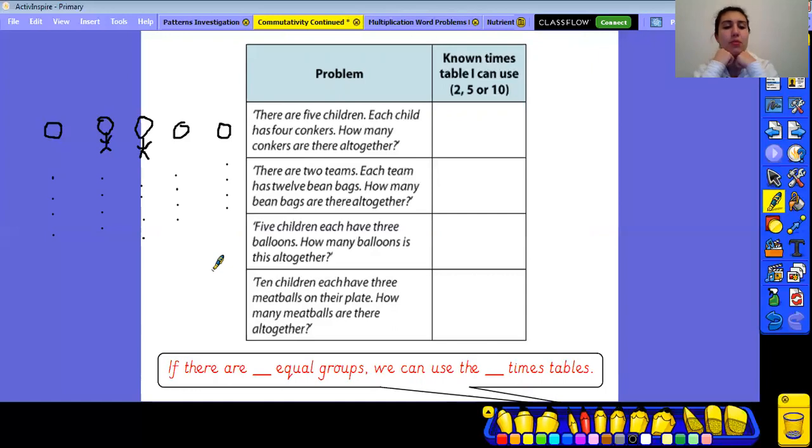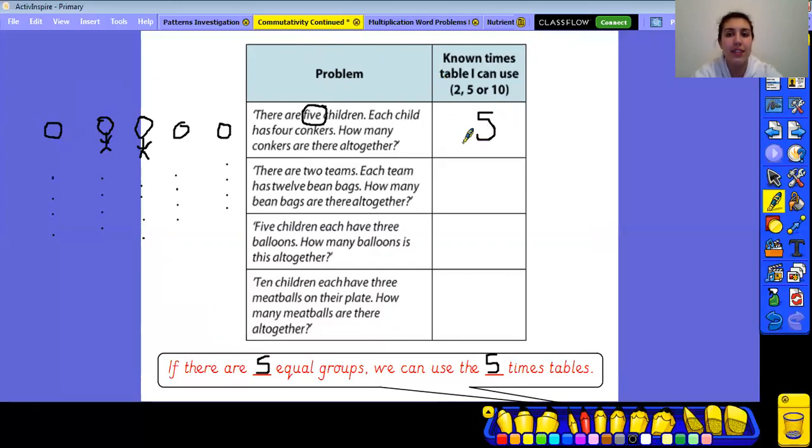So what times table do I know that can help me answer this question? That's right, there are 5 children, and I do know my 5 times tables. So even if there are 5 equal groups, I can still use my 5 times tables because I can say that I've got 5, 4 times. So I would get my 4 fingers and I would count 5, 10, 15, 20. So in actual fact, I can use my 5 times tables to help me here.